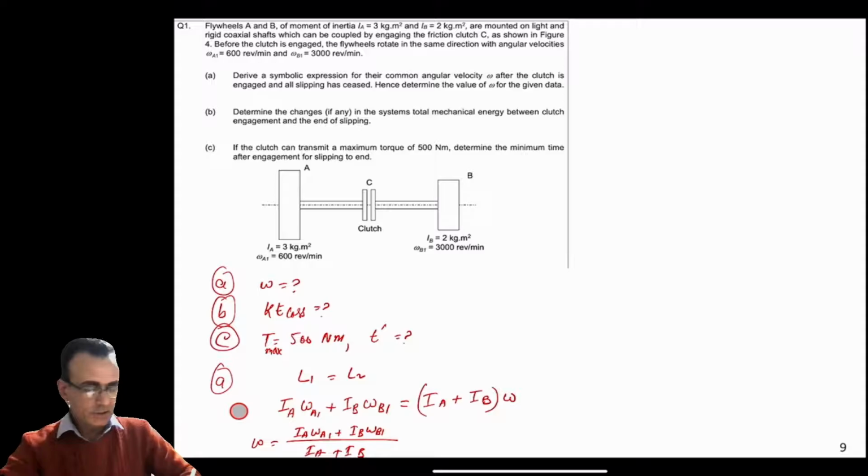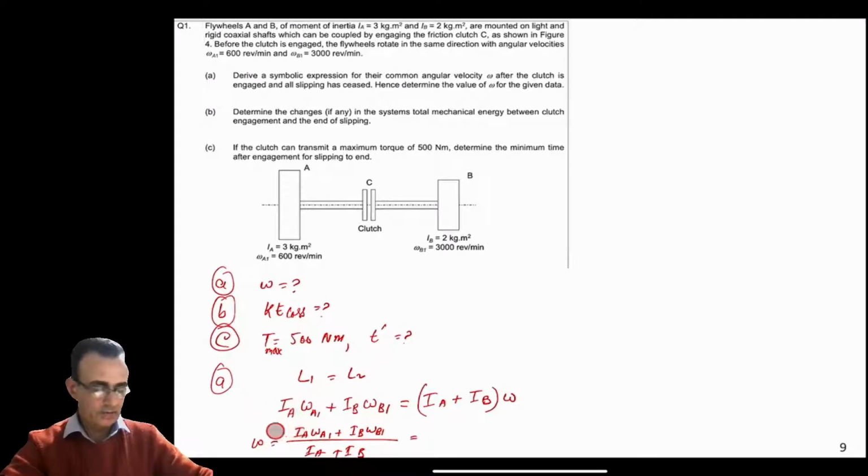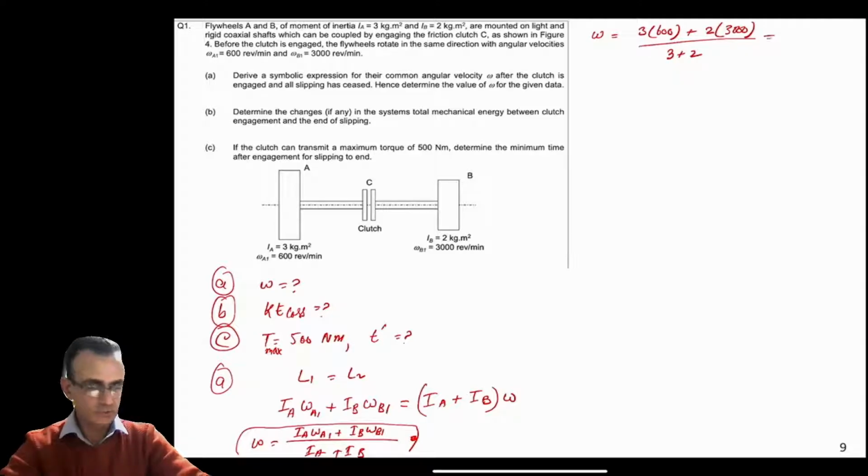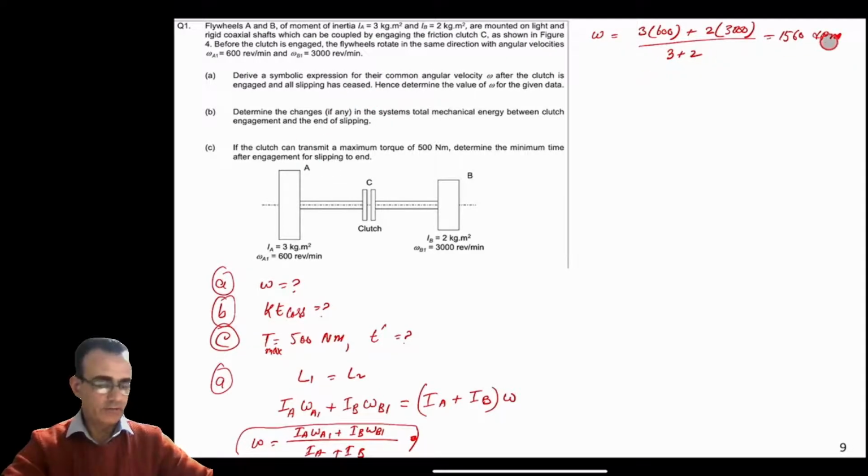And if you just put the values, because we know the values, this is one of the unknowns here. But now determine the value of omega for the given data. So we are given IA, which is 3, and we are given 600, and we are given IB, which is 2, and this is 3000. And then you have IA plus IB, which is 3 plus 2, so what you will get is 1560 RPM. So this is the common angular velocity in this case here.